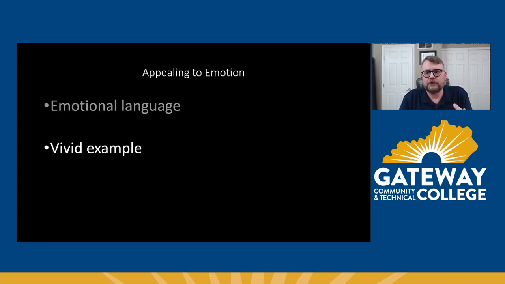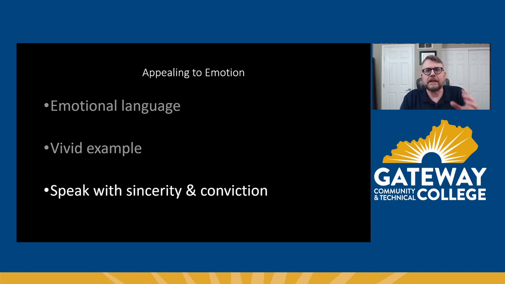And this is using vivid examples. It's one thing to say there was a car wreck, and another to explain more about what happened. So you need those things. And again, you need to speak sincerely and with conviction. That's incredibly important when trying to create emotional appeals.